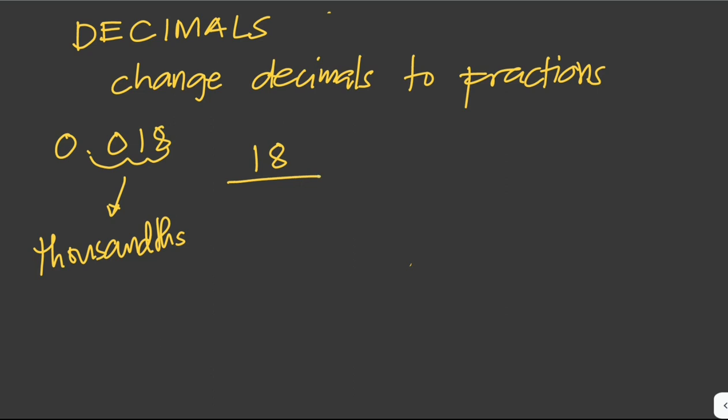So that means we divide 18 by 1000, and we can further reduce this because 18 and 1000 are both divisible by 2, and this is just equal to 9 over 500. We cannot further reduce this anymore because there isn't any common factor anymore between 9 and 500.